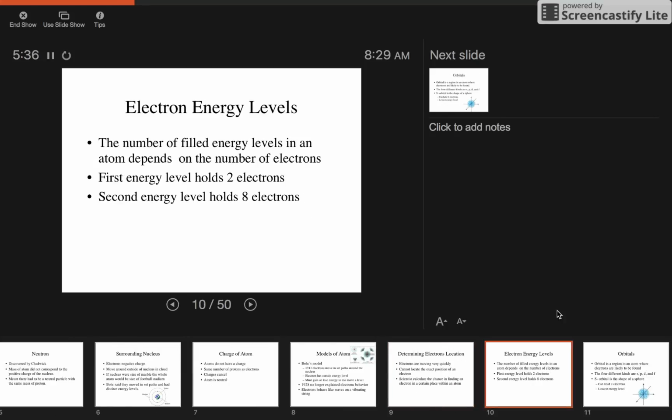Energy levels. The number of energy levels in an atom depends on the number of electrons. The first energy level holds 2 electrons, and the second energy level holds 8 electrons. We'll be using those to help make atomic models later on in the unit.